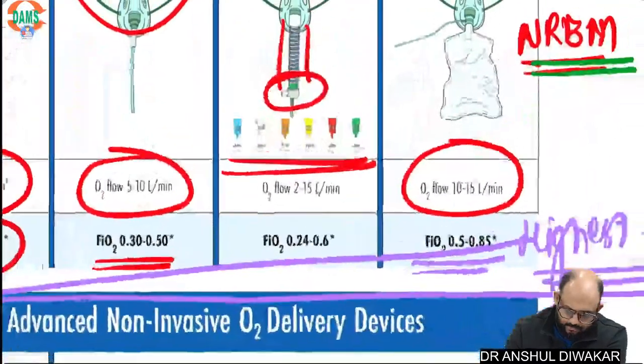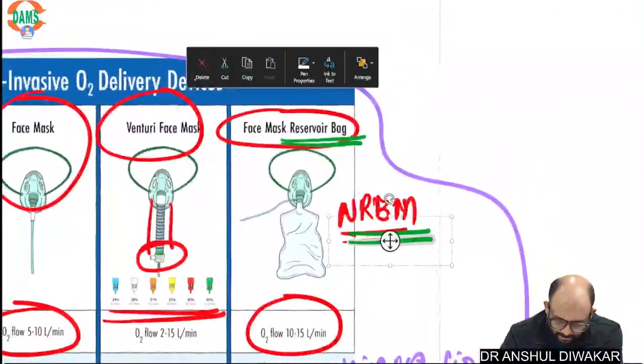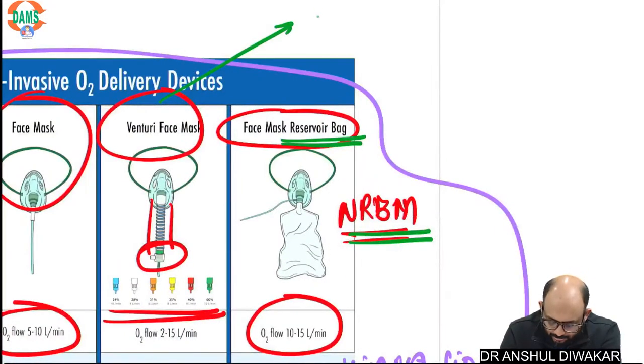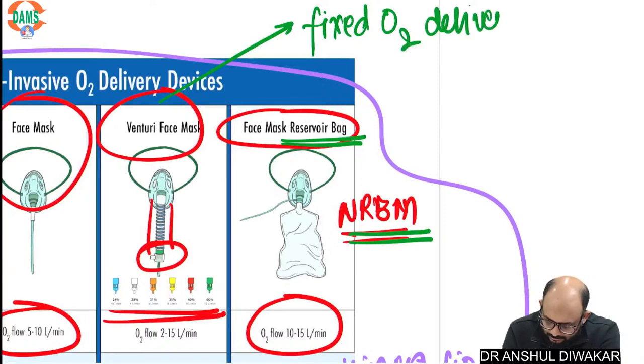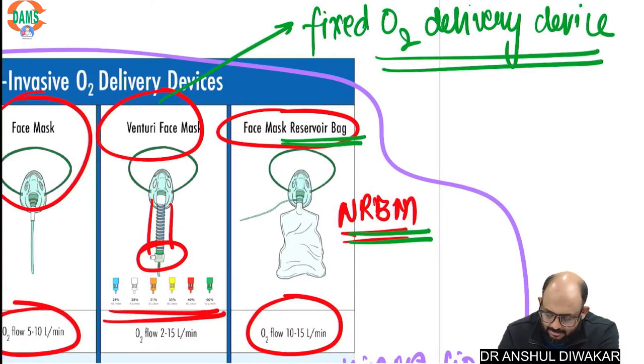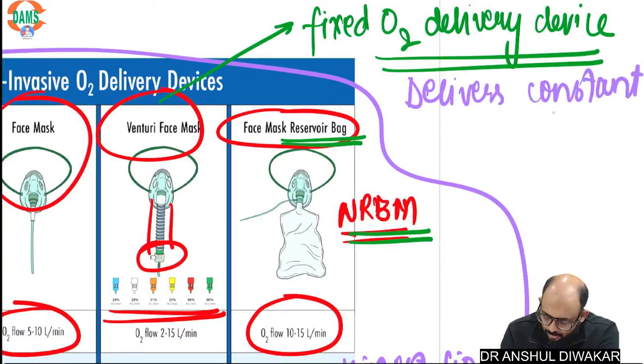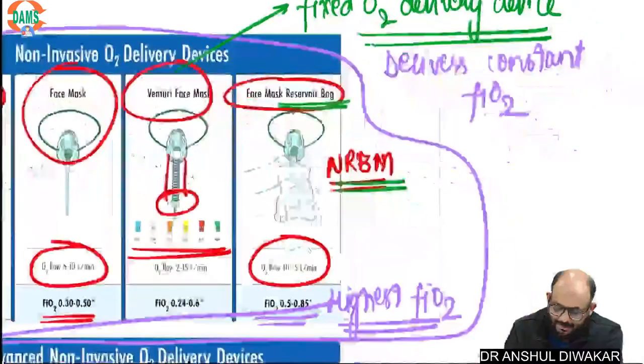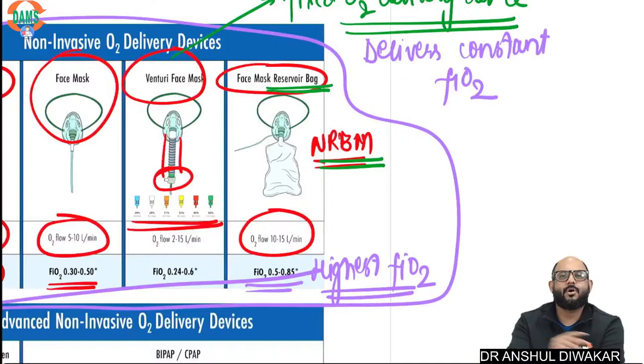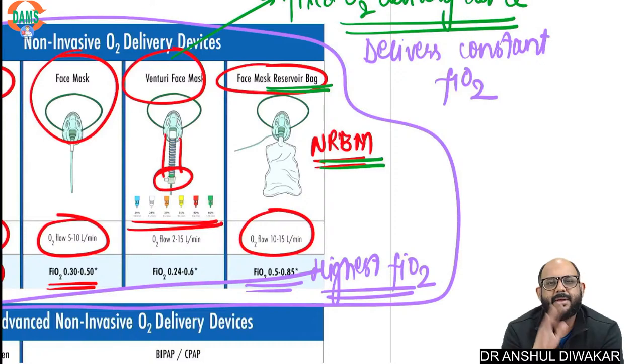Now, what is so unique about the venturi as a mask is that it's only a fixed O2 delivery device. It is a fixed oxygen delivery device. That means it delivers a constant FiO2 irrespective of the respiratory pattern of the patient. It remains the same. It is not necessarily too high.